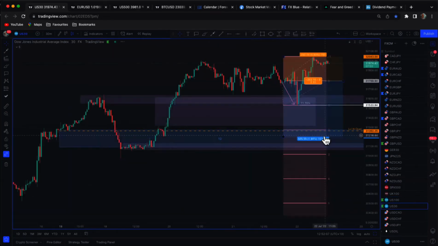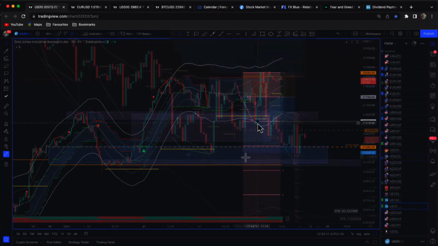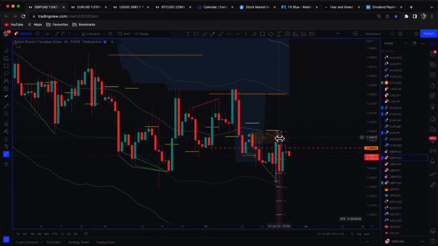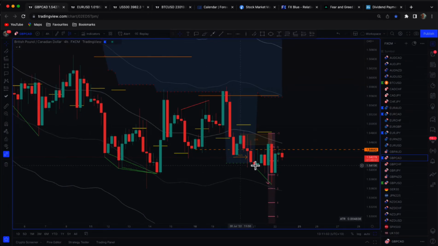And then the US 30 was the last trade I took last night, and that was quite nice. We reached target 1. So what I'm going to do with this part of the video now is do a tutorial on how we trade these, what we're looking for, how to enter, how to set up our trade and manage the trade. So we'll have a look at this one here.